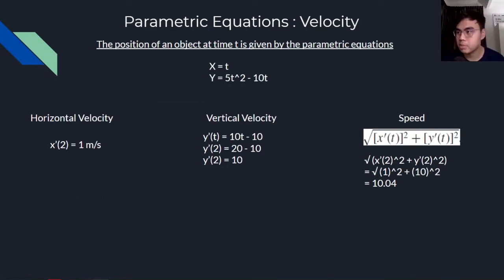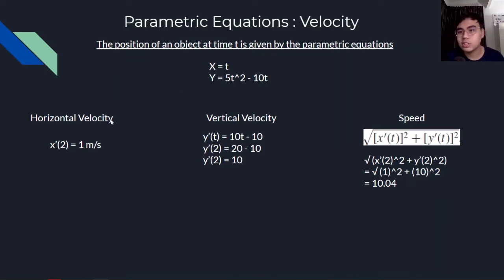Assalamualaikum and hi, my name is Faris Farhan and I will be talking about one of the applications for parametric equations, which is velocity. Say the position of an object at time t is given by the parametric equations here: x equals t, y equals 5t squared minus 10t. How do we find the speed at any given time? Let's say t equals 2. How do we find the speed?